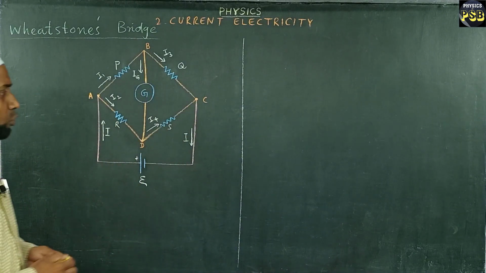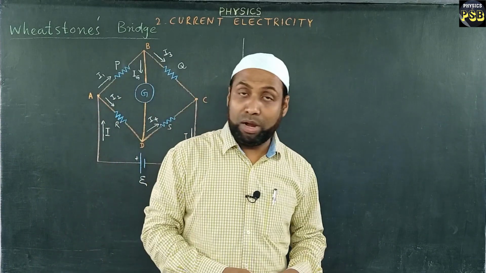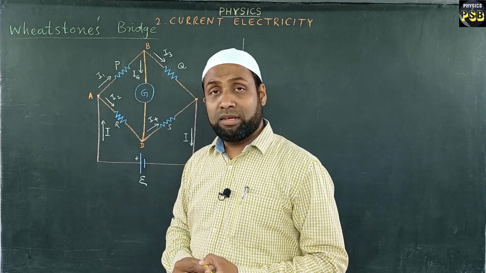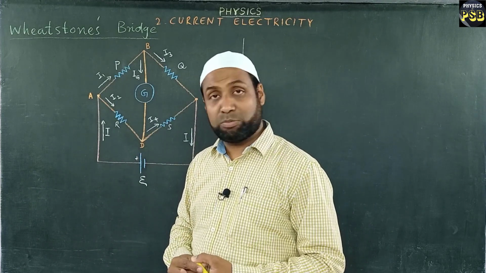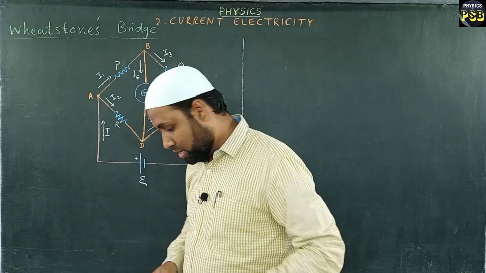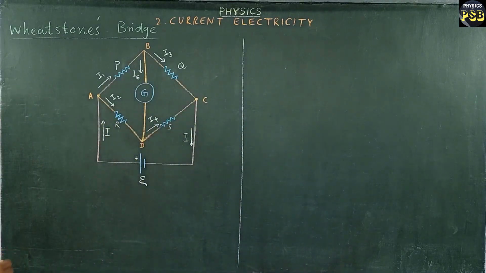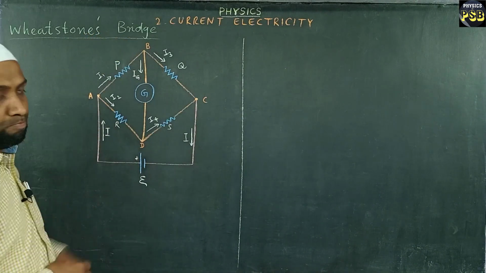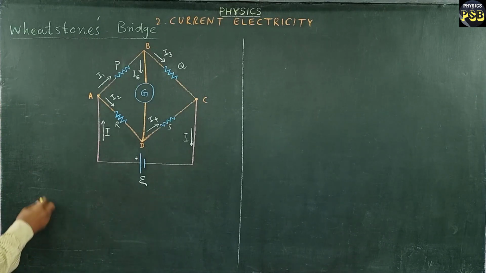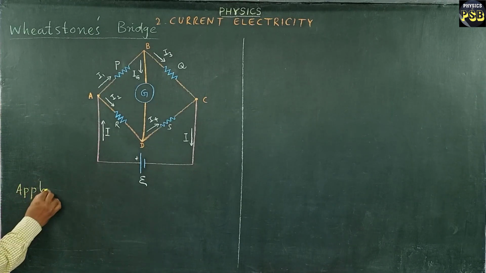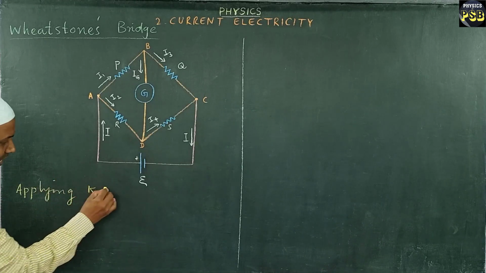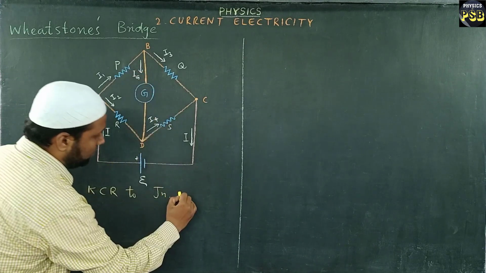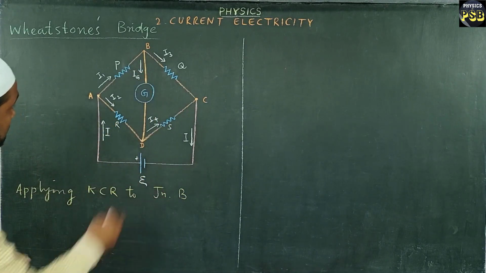Now, I am going to apply Kirchhoff's first rule and the second rule to get the final expression for the Wheatstone bridge. Let's do it. I will apply Kirchhoff's current rule to junction B. If I do so, what do I get?